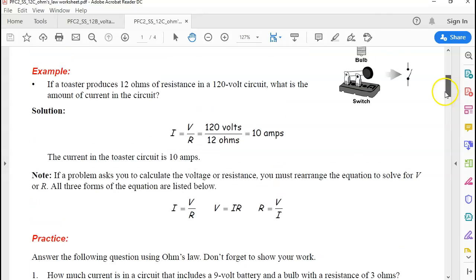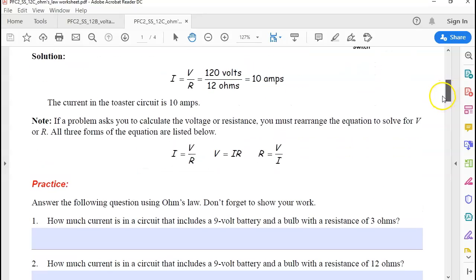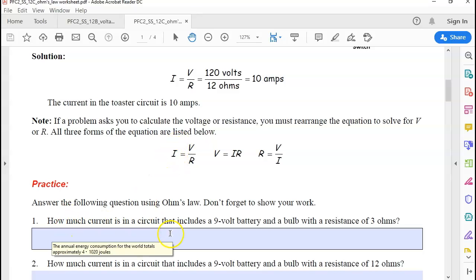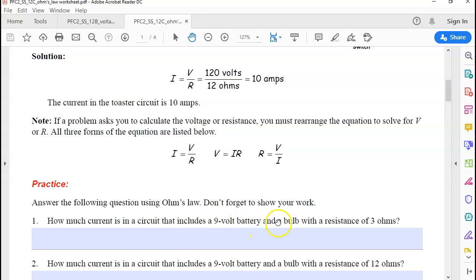So first we have some math problems, and this worksheet is so nice. It's rearranging the formula in 3 different ways for you, depending on what you're looking for. All right, now remember that the letter I is for current. So question 1 here, how much current is in a circuit that includes a 9-volt battery and a bulb with a resistance of 3? So I don't know how much current I have, but I do know that my volts in this problem is 9 volts. And I'm going to divide it by my resistance of 3 ohms.